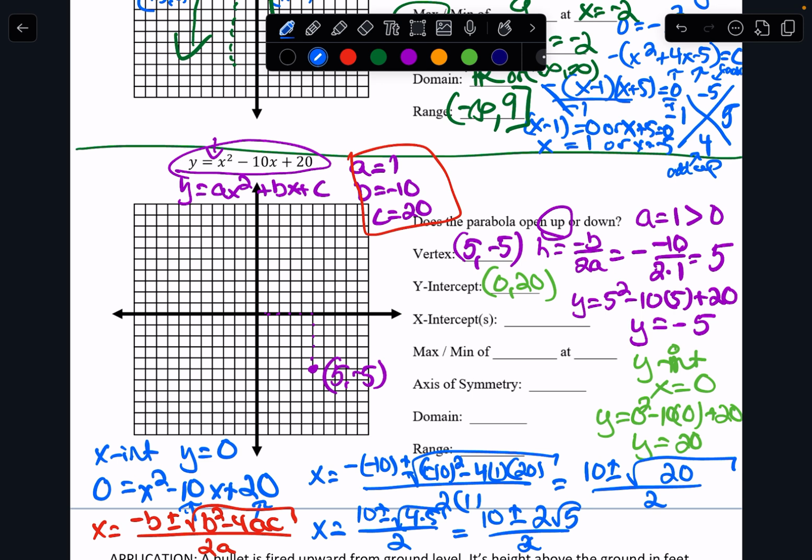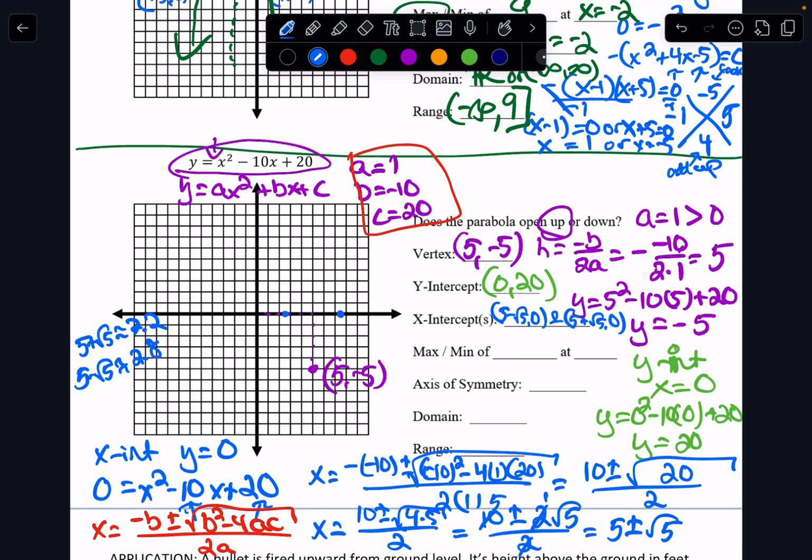Now what we can do is divide all of these by the 2, so we get 5 plus or minus the square root of 5. Okay, so our x-intercepts are going to be 5 minus square root of 5, 0, and 5 plus square root of 5, 0. Now we need approximate values to actually graph it. 5 plus square root of 5, if we plug it in the calculator, we get 7.2. 5 minus square root of 5, we get 2.8. So 2.8 is right here, and 7.2 is somewhere here. So those are our x-intercepts.